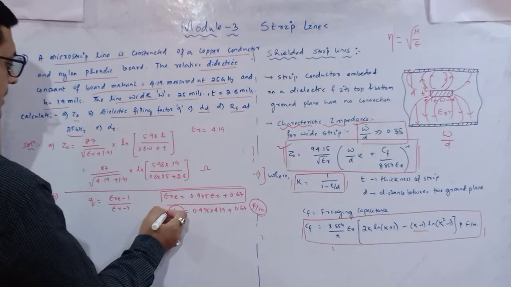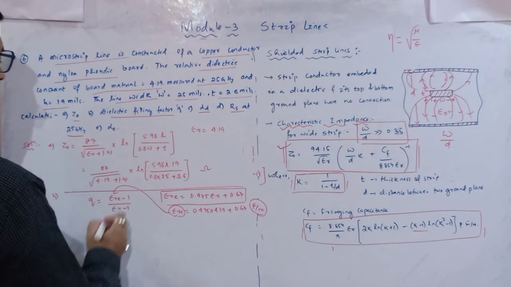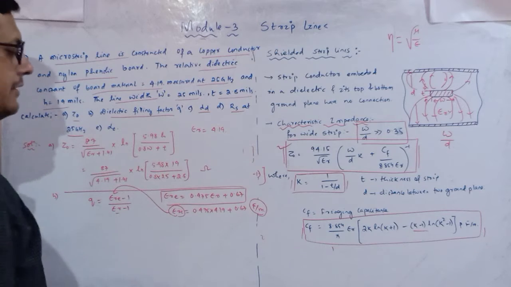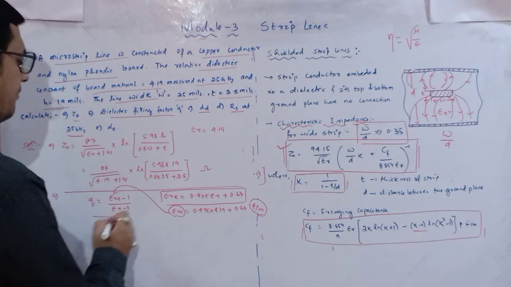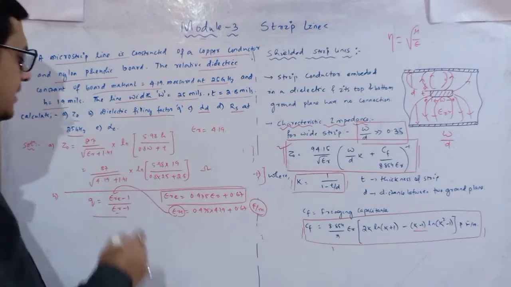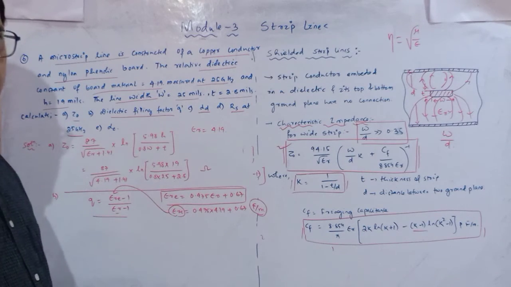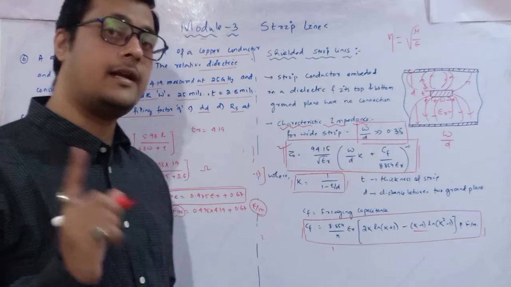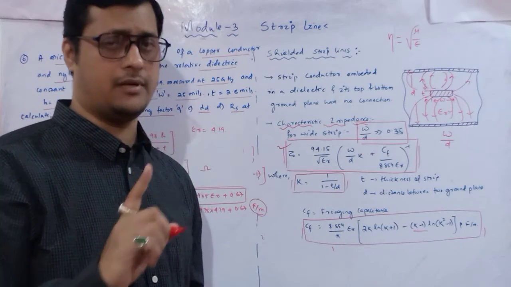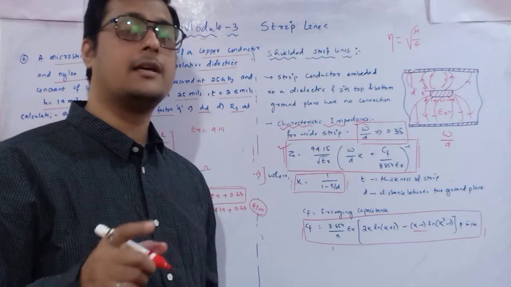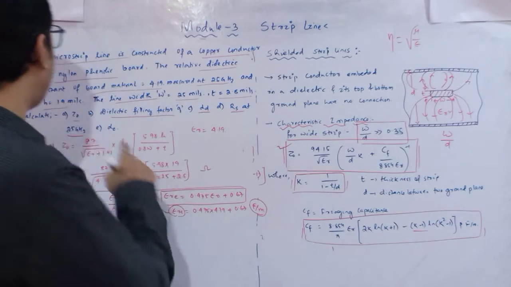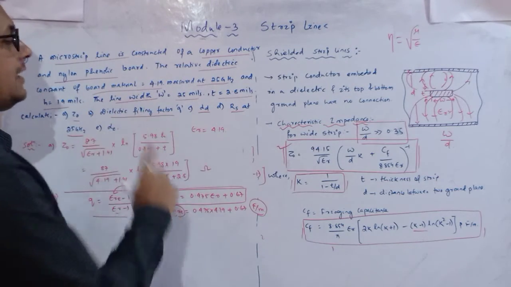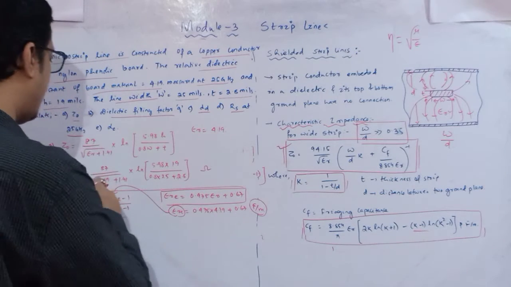Now once this epsilon Re is known, substitute here. Epsilon R value is given as 4.19. Substitute here and you will get your filling factor, that is Q. Q is equal to epsilon Re, the relative effective permittivity, minus 1 divided by epsilon R minus 1. Remember this. Epsilon R is the relative dielectric constant. Here the relative dielectric constant is given directly as 4.19.